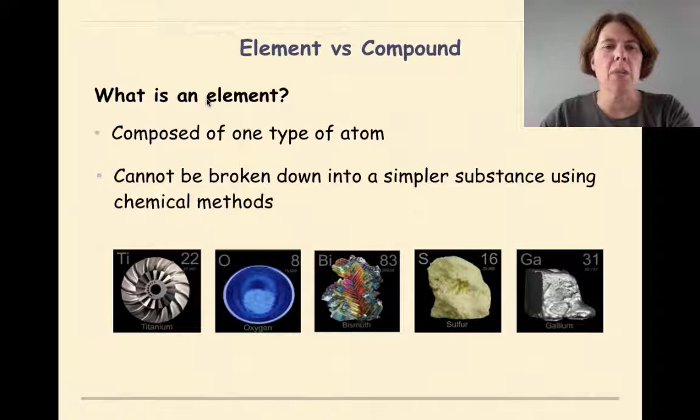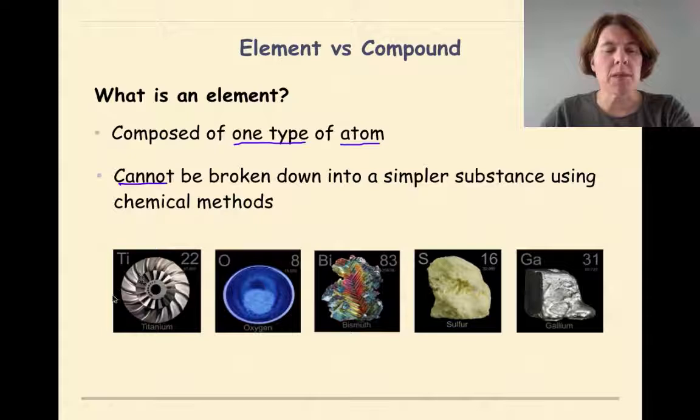So what is an element? Elements are composed of only one type of atom. So only a single type of atom makes up an element. Elements cannot be broken down into a simpler substance using chemical methods. So in our world in chemistry, the simplest form of an element is an atom.